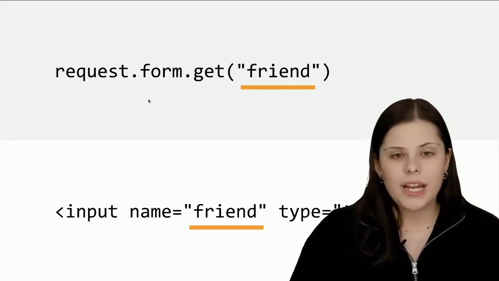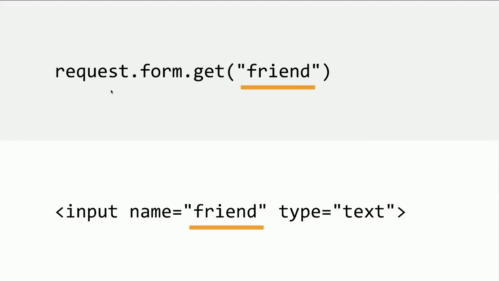And the way that we do it is by using request.form.get, and then inside the parentheses specifying the specific name of the input that you want to grab. For example, in this case, it would be friend. And again, you can see the top part being the app.py and the bottom part being the HTML tag that we had already pre-created. So that is the grabbing of the value.